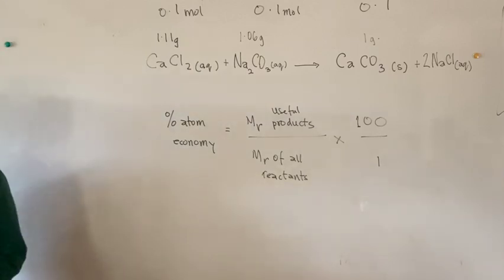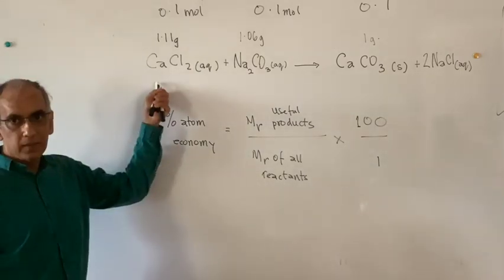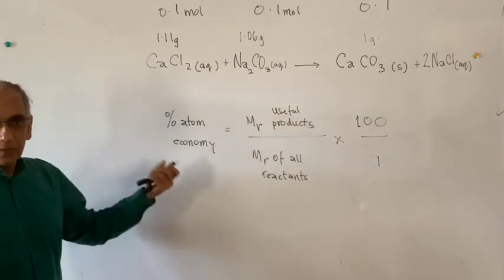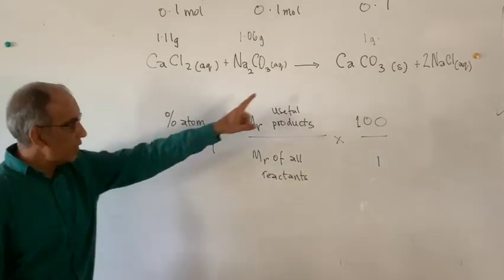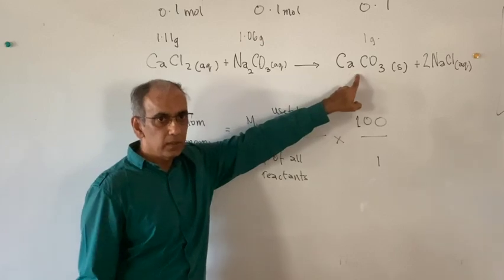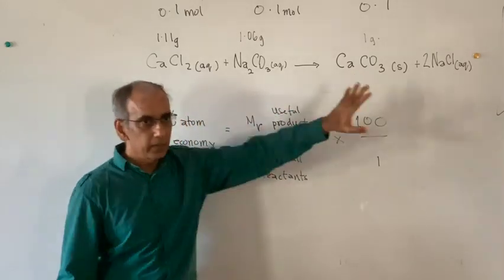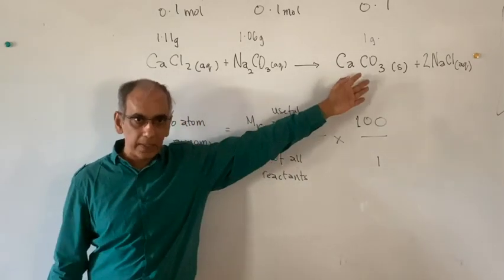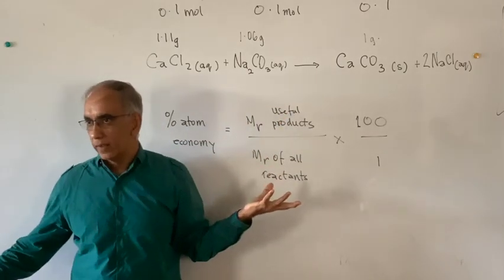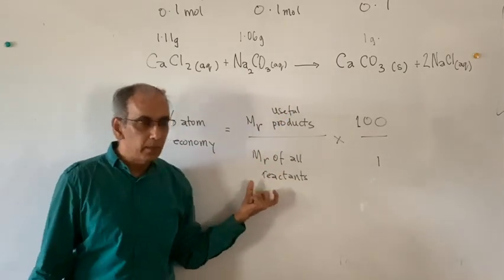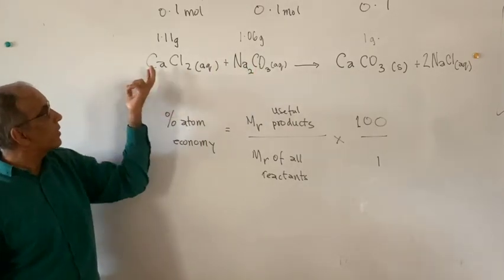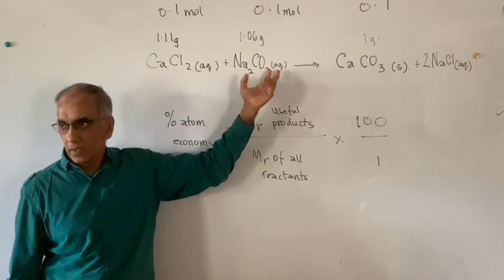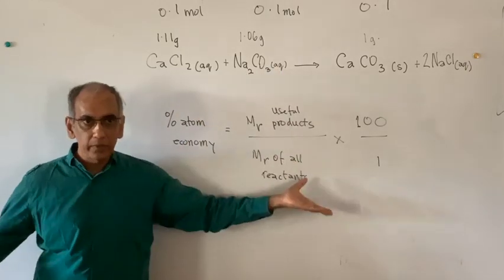Can someone tell me what would be our atom economy here? What would we be doing to find the atom economy? Pranav, if this is your useful thing that you want, what would go on the numerator? The molar mass of calcium carbonate, which is about 100. Then down here you'd have the molar mass of this plus this, which we've already worked out today, right? It's 111, 106. Multiply by 100.